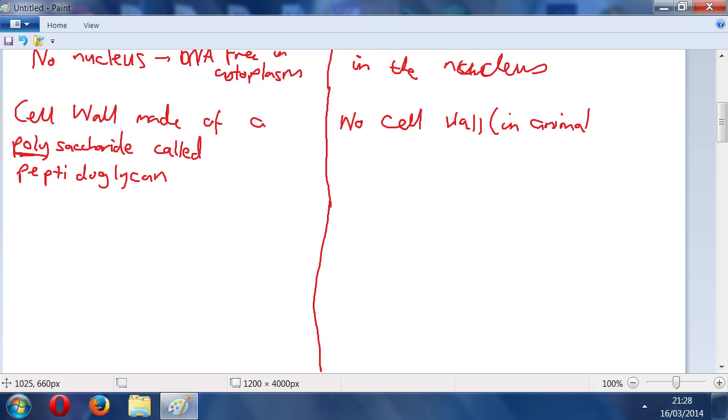So anyway, you recall there's no cell wall in animals. If you look at my pictures in previous episodes, you'll see there's no cell wall for animals. And there's a cellulose cell wall in plants.